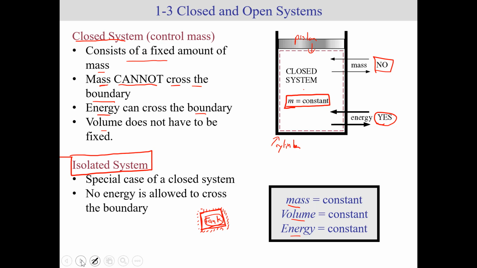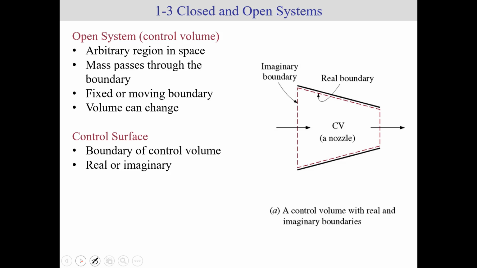All right, so let's move on. The other type of system is an open system. So there's a closed system and an open system. An open system is basically just an arbitrary region in space. And the main difference between an open system and a closed system is that mass passes through the boundary of an open system.